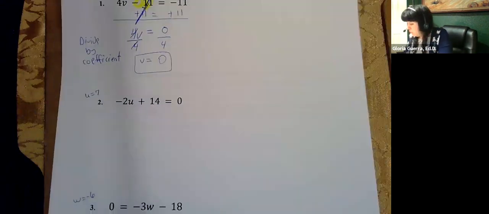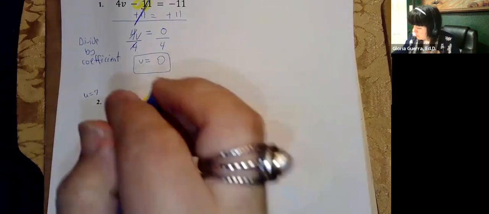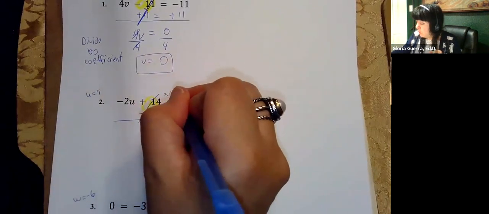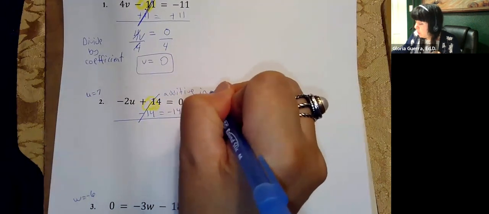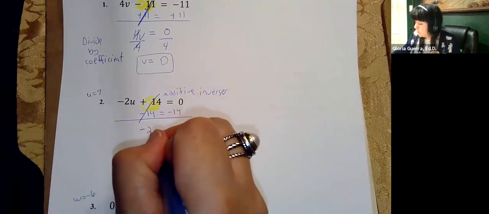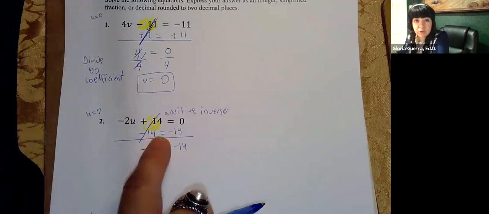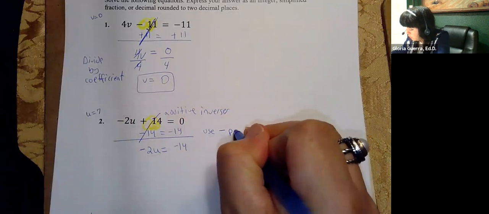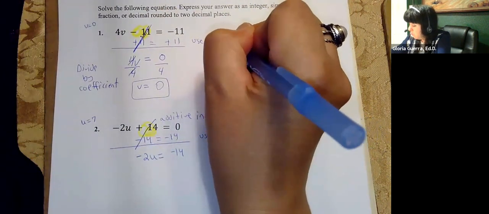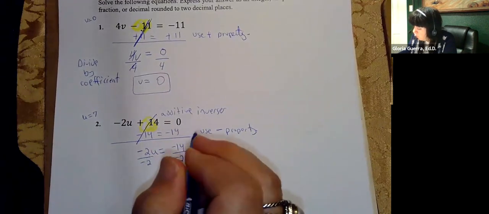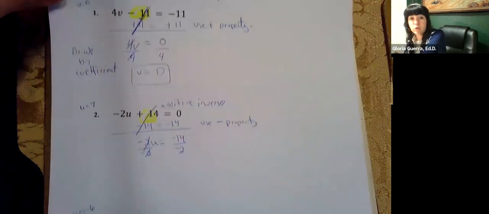Okay, number 2. I'm going to move the plus 14 over and subtract 14 on both sides. These cancel out. Those are called additive inverses. So you have minus 2u equals 0 plus a negative 14, which is just negative 14. Notice here I use the subtraction property, whereas on number one I was using the addition property. And now here I'm going to divide by negative 2. So I'm dividing by the coefficient.